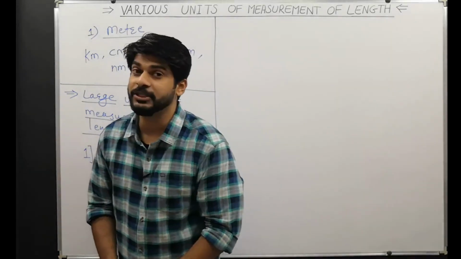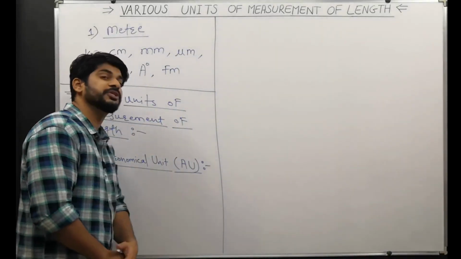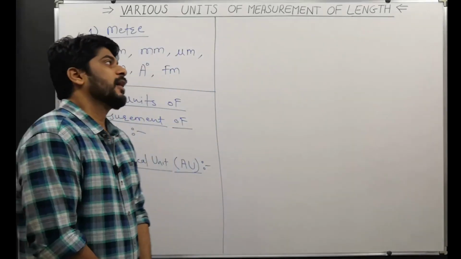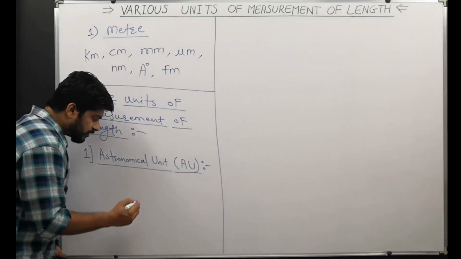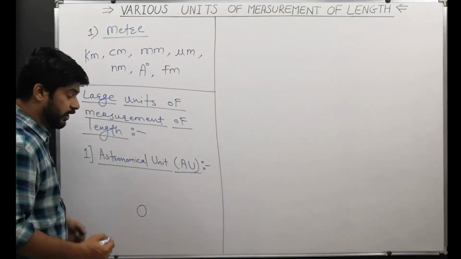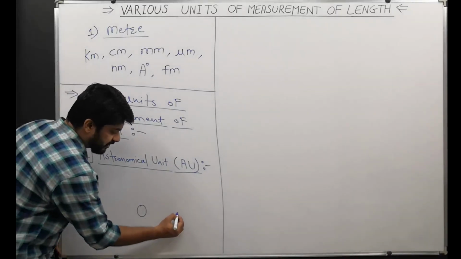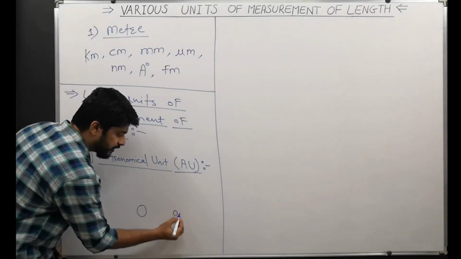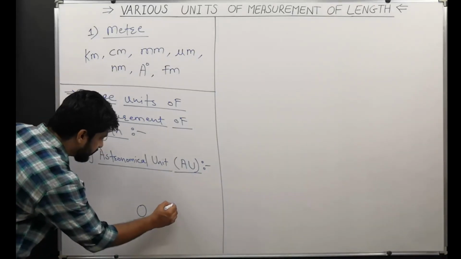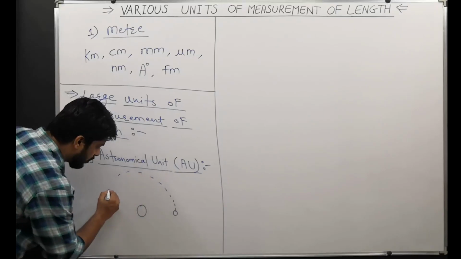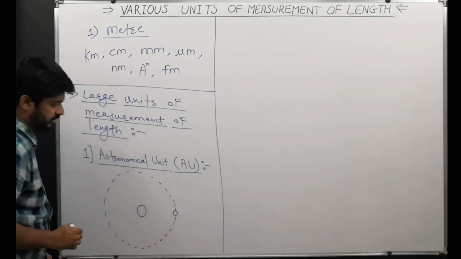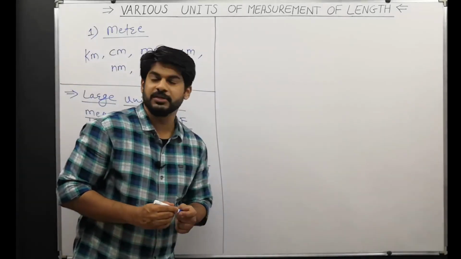So what is it actually? How do we define this astronomical unit? That is the question. It's very simple. This is the sun, isn't it? The sun is at the center of the solar system, our solar system. Let's say this is the earth somewhere here, and as we know, the earth revolves around the sun in an elliptical orbit.